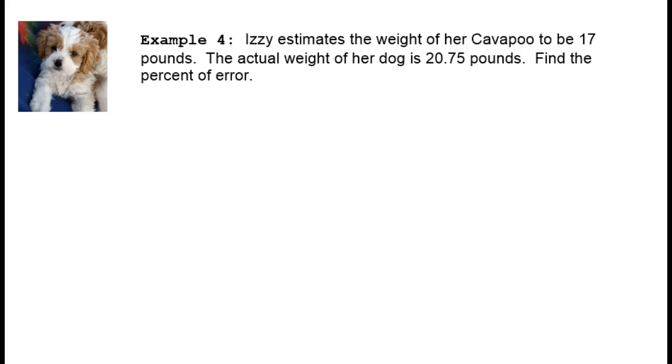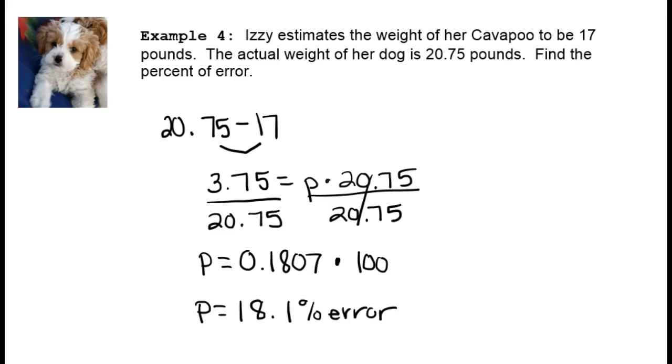All right, go ahead and pause the video and try this last example on your own. All right, for that one, you should have had an 18.1% error. I just rounded my decimal to the nearest tenth. This 7 would round the 0 up to a 1, so that's how I got that 1 in the 10th place value. How did you do?